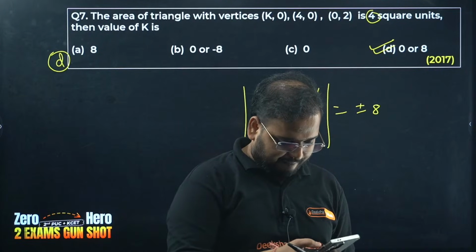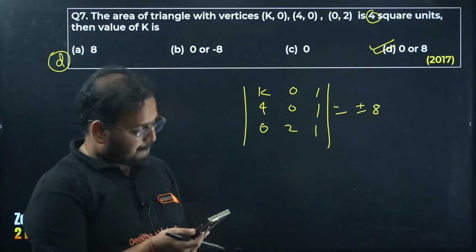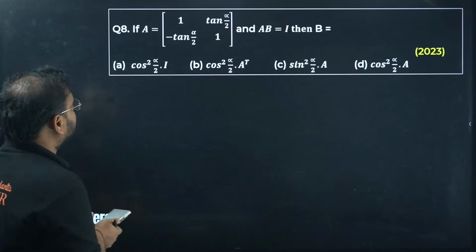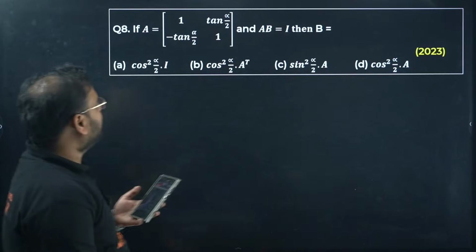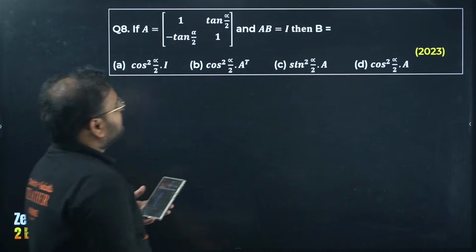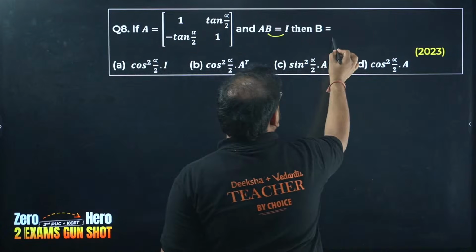Yes. 7th is D. 8th one, they're asking us the value of B. Then how do you find B, sir? You find B like this.